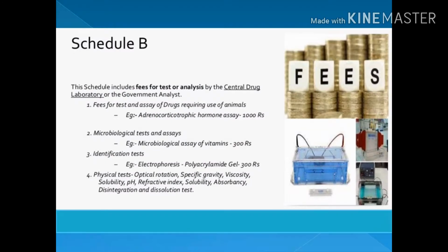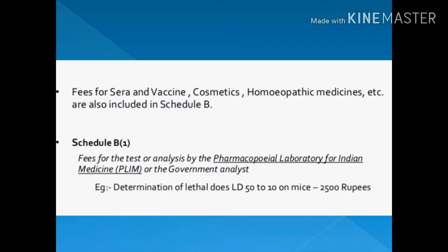Schedule B. This contains the fees for test or analysis. There are different fees: you can see the fee for test or assay of drugs, for microbial test or assay, for identification test, and for physical test. Schedule B1 generally contains the fees for test or analysis by the Pharmacopoeia Laboratory for Indian Medicines, that is PLIM. Example: determination of lethal dose LD50.